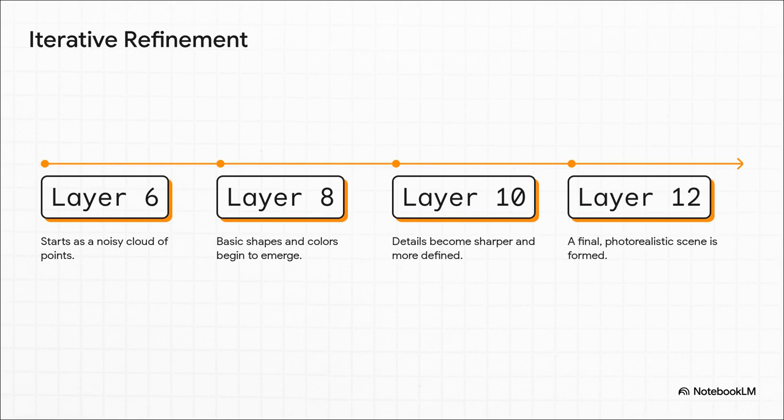And this all brings us back to that artist analogy. This is literally what that refinement process looks like inside the model. It starts out as this noisy, almost random cloud of dots. Then, layer by layer, you see basic shapes and colors start to pop out. Then the details get sharper, until finally, after 12 layers of work, the finished, photorealistic scene is there.